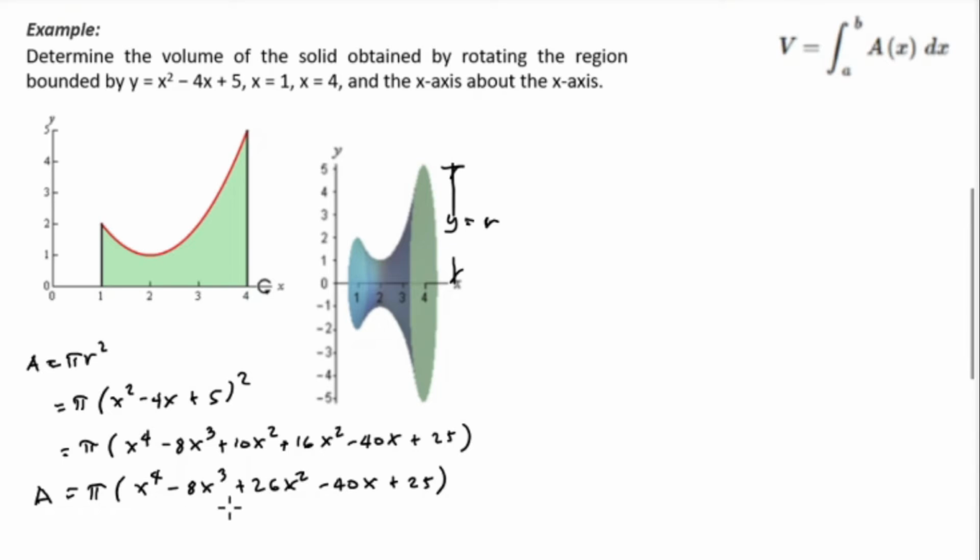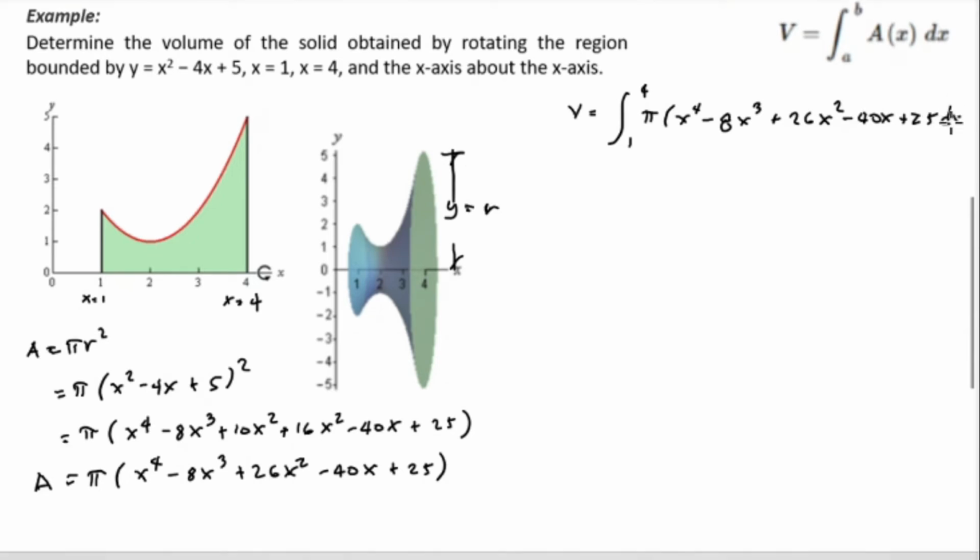And we have the limits, which are x equals 1 and x equals 4. So by substituting, volume is equal to the integral from the limit of 1 to 4 of pi times x to the fourth minus 8x cubed plus 26x squared minus 40x plus 25 dx.